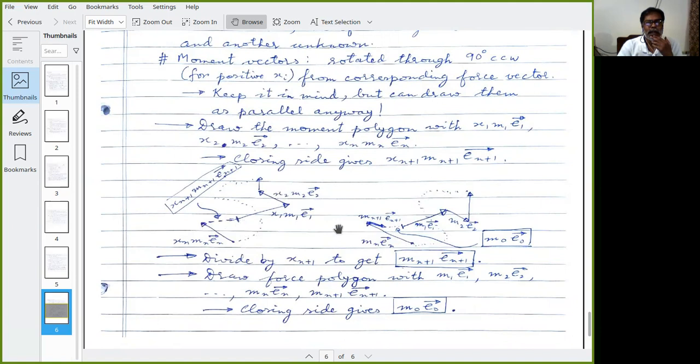This direction and this direction are not actually parallel, but I intended them to be parallel. It should be parallel. Mn plus 1, En plus 1 also you mark in that, which you have just now determined. And then the closing side, this dotted closing side gives you M0 E0, and that's it.